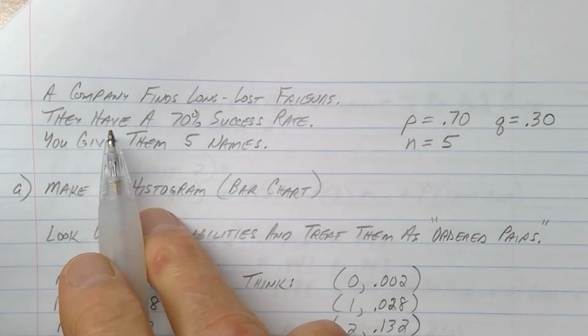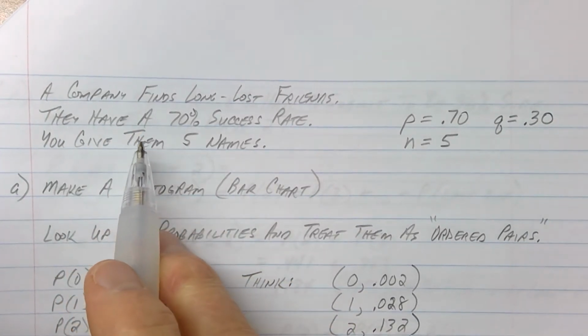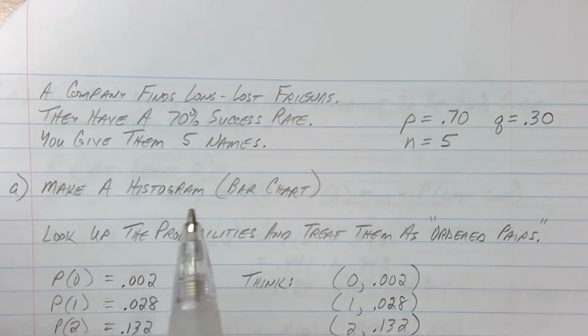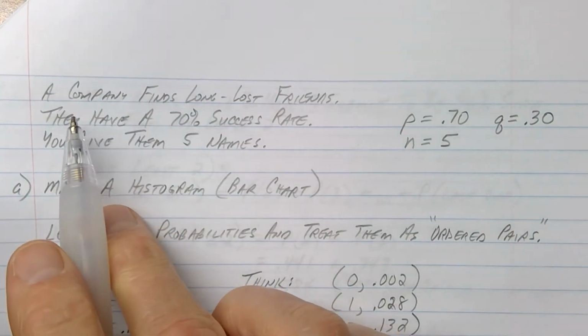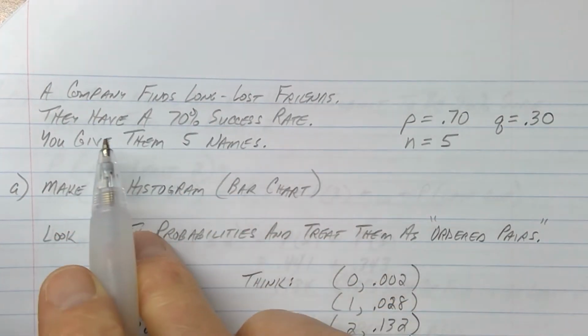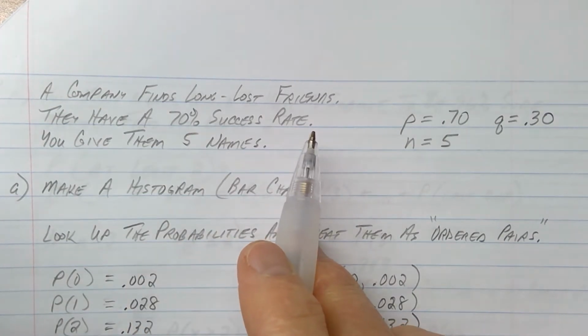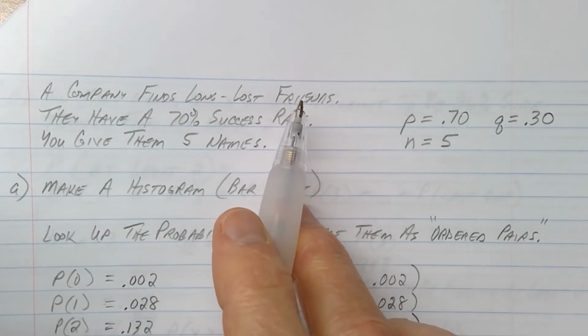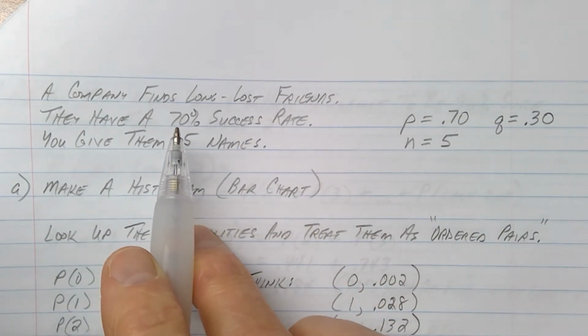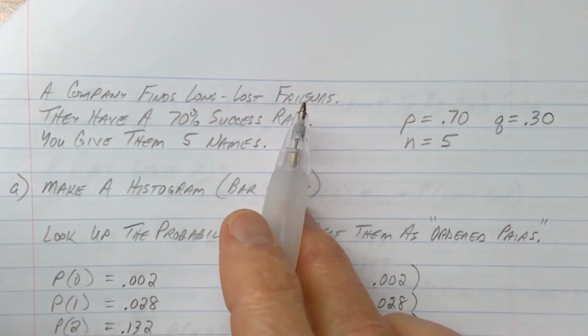All right, let's look at a couple of ways they could ask you questions about expected value and standard deviation. This one says a company finds long-lost friends. They have a 70% success rate. So if you just submit one name of one friend, what's the odds they find that friend? There's about a 70% probability that they would find a single friend.